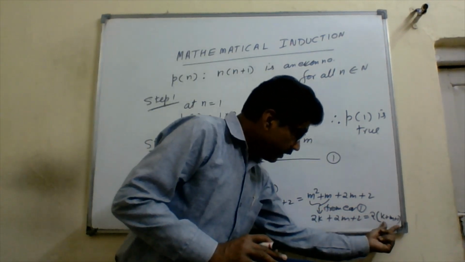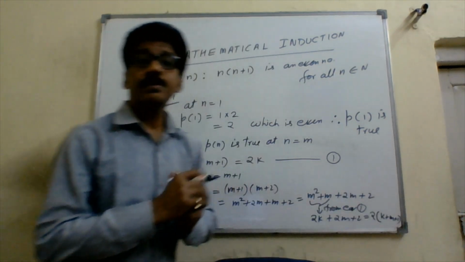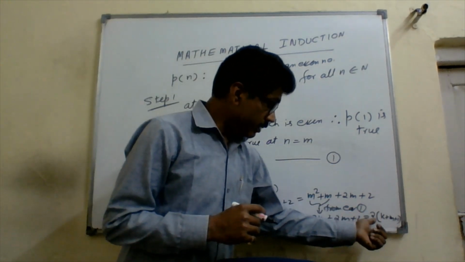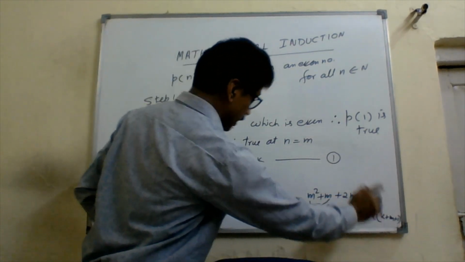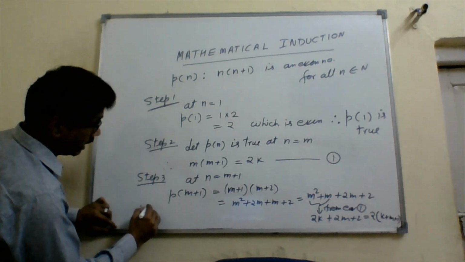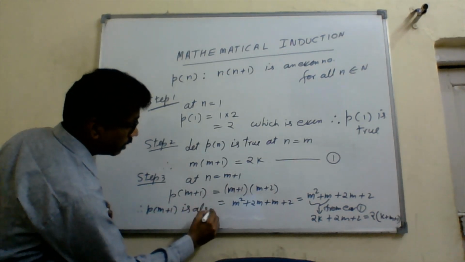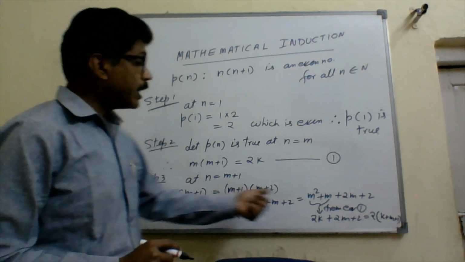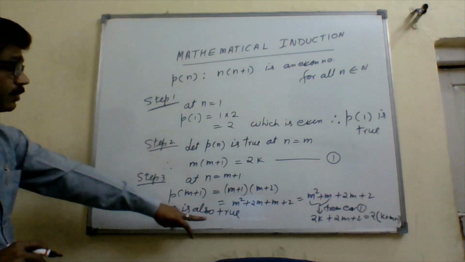Now this is again a value which is multiplied by 2. It is a multiple of 2. Therefore it is again even. Any number which is multiplied by 2 gives an even number. So now this P(m+1) is also even. So we just write, therefore P(m+1) is also true, because P(m+1) is also giving an even number.